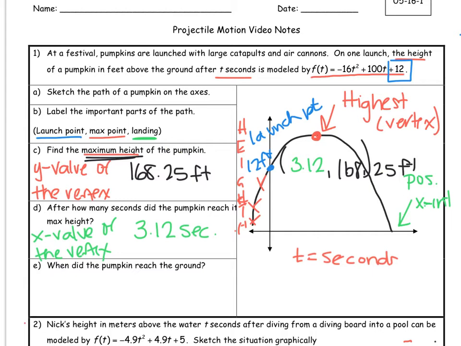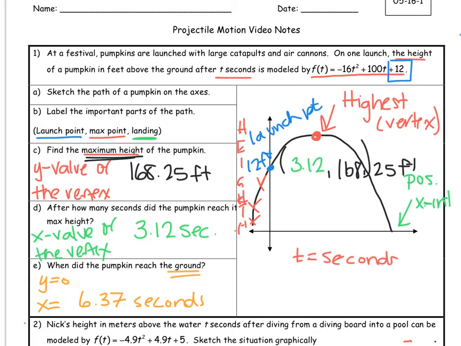168.25. So now we have to figure out, when did the pumpkin reach the ground? That's telling us, okay, if y is 0, because we're looking for the x-intercept, what is x equal to? If we use the intercept function on our calculator, we get the x-intercept to be about 6.37 seconds. So it took 6.37 seconds for this pumpkin to reach its max height and then come all the way back down again.